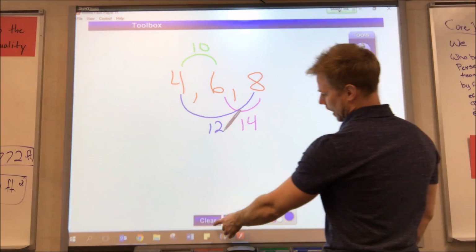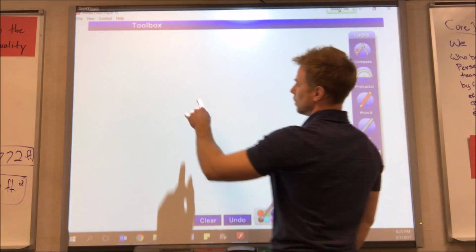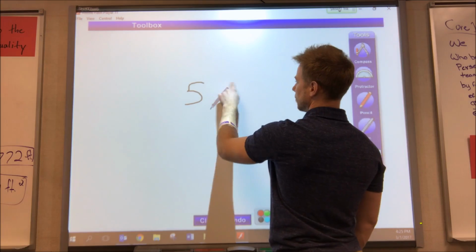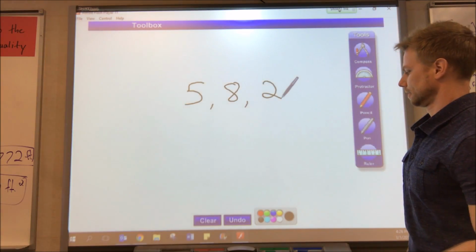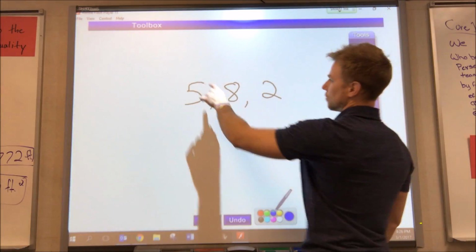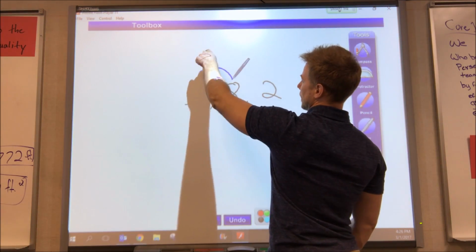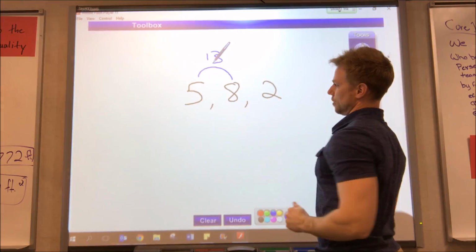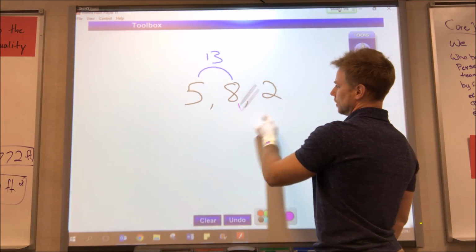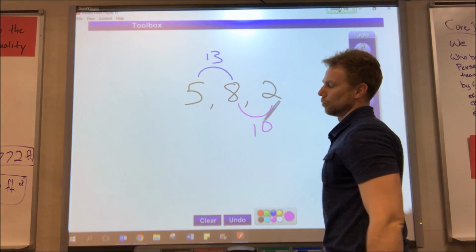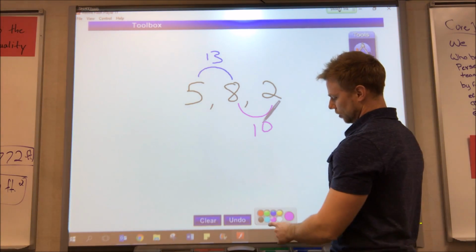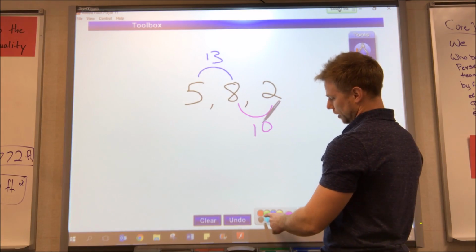Let's try another one. How about we do 5, 8, and 2. Okay, let's go through the combinations. If I do 5 and 8, that adds to 13, which is bigger than 2. It makes a triangle. If I do 8 and 2, that's 10, which is bigger than 5, the one we haven't used yet. So that's good. It's looking like it's going to make a triangle.